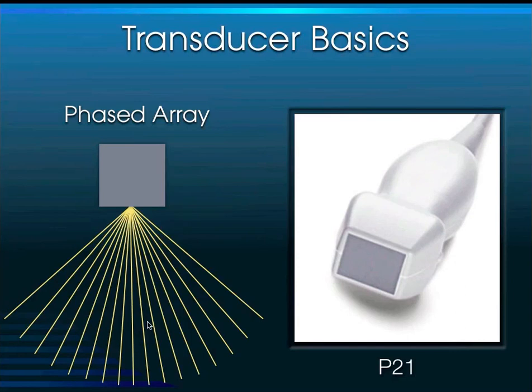and you really need to focus more on getting the structure you're looking at down the center of the screen. Now the advantage to this P21, 21 being the number of millimeters across its surface, a short footprint probe, is that I can get between the ribs. In other words, I can see from the diaphragm superiorly all the way through the lower pole of the kidney inferiorly when looking at Morrison's pouch, using this small footprint probe between the ribs.